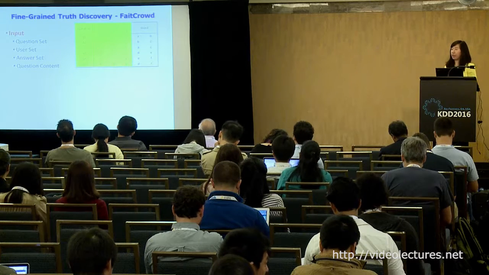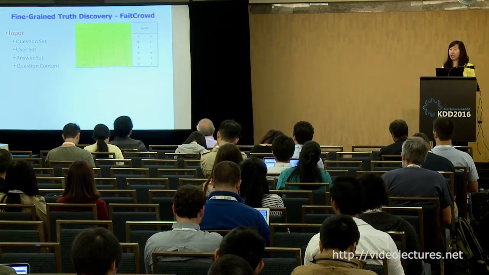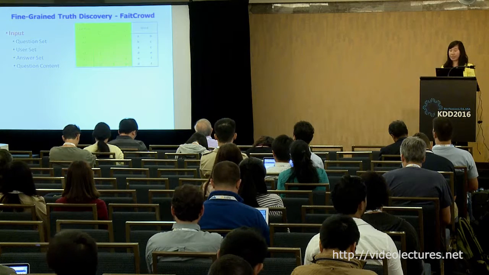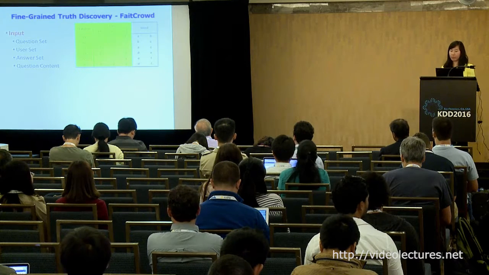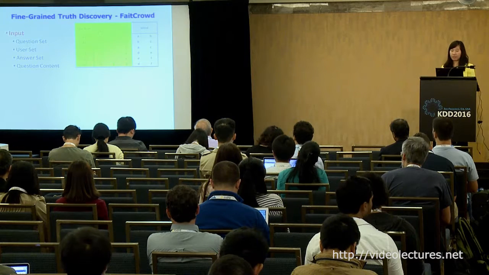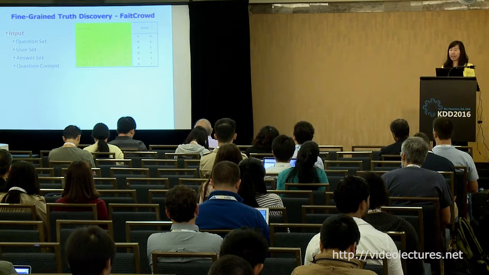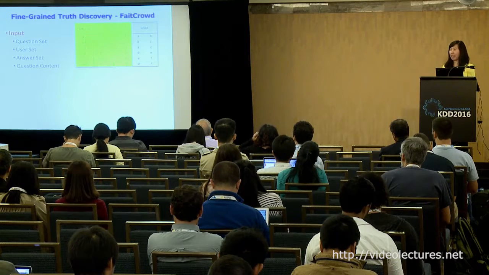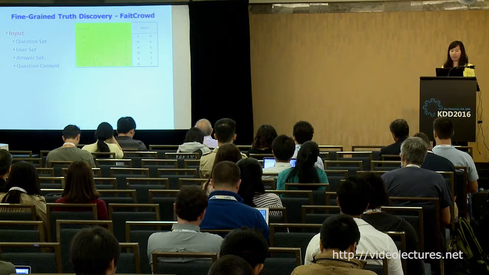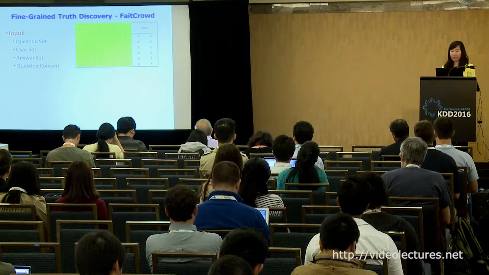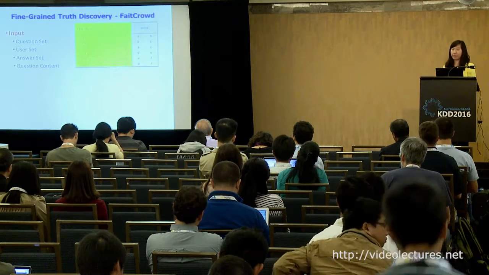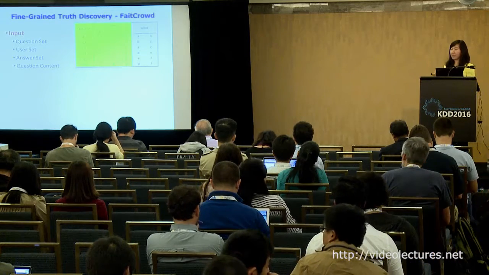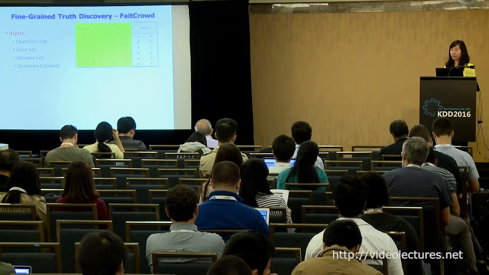Here is the input and output of this problem. The input is the question set. In this toy example, it is Q1 to Q6. Also the user set, where we have 3 users, and the answer set. Suppose each question has 2 choices, so users give different answers to a question. We also assume we have the text of each question, represented using a bag of words representation.